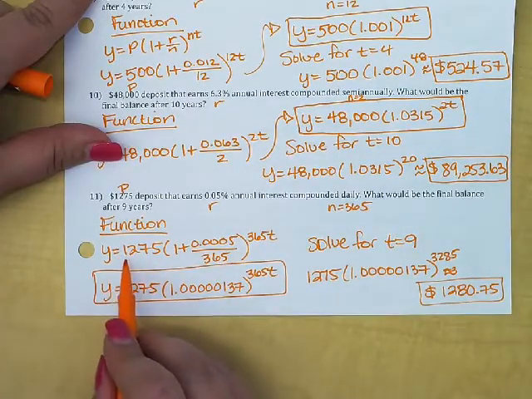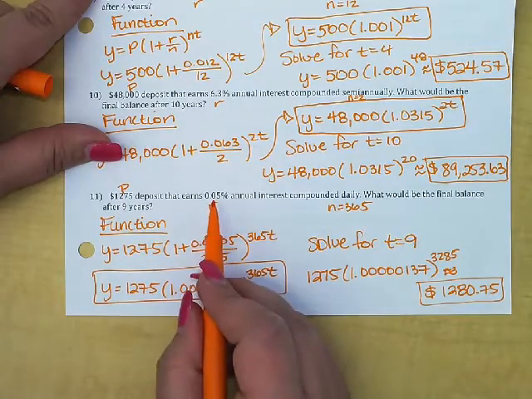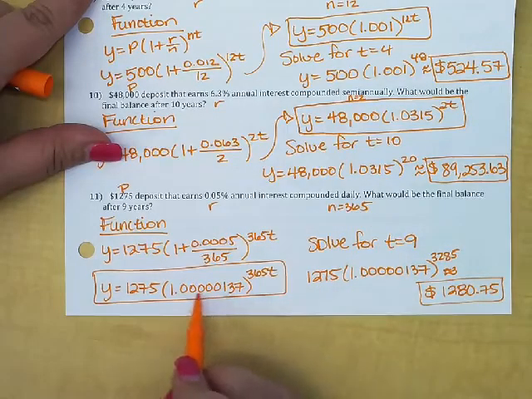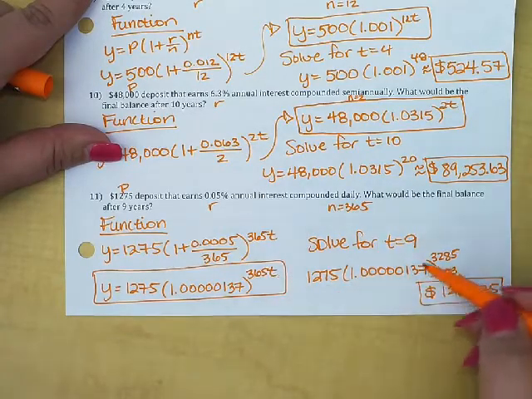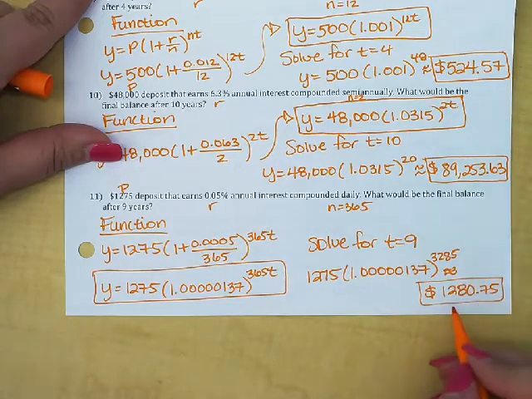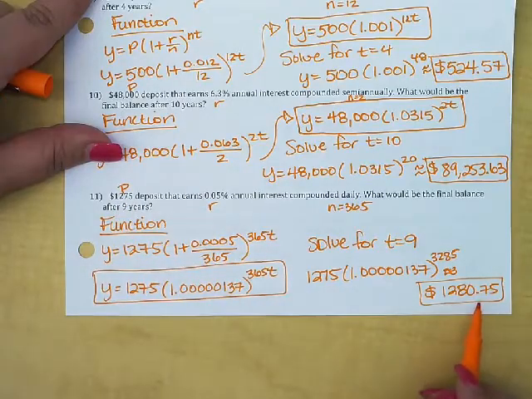You're starting off with $1,275. You're doing 1 plus your interest rate as a decimal divided by the number of times you're compounding. That's where you get this lovely thing. And then you're raising that to 365t. And then if you want to evaluate that for 9 years, you change your exponent to 365 times 9. And you evaluate that, and you'd have $1,280.75. Those are very low interest rates, so it makes sense you didn't make a whole lot on that investment, but you did make some money.